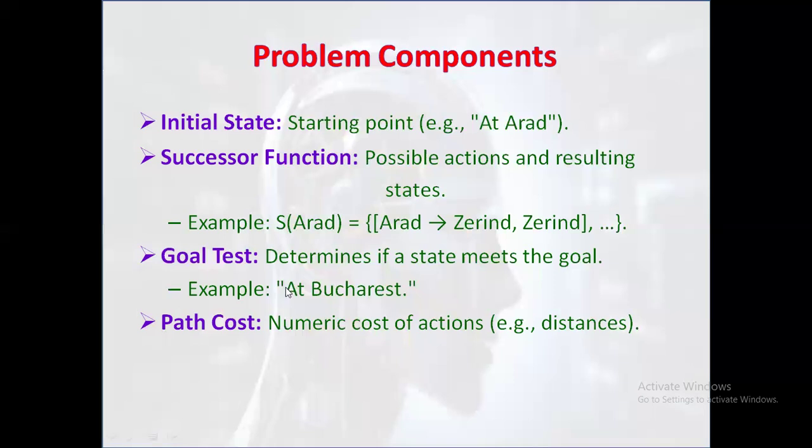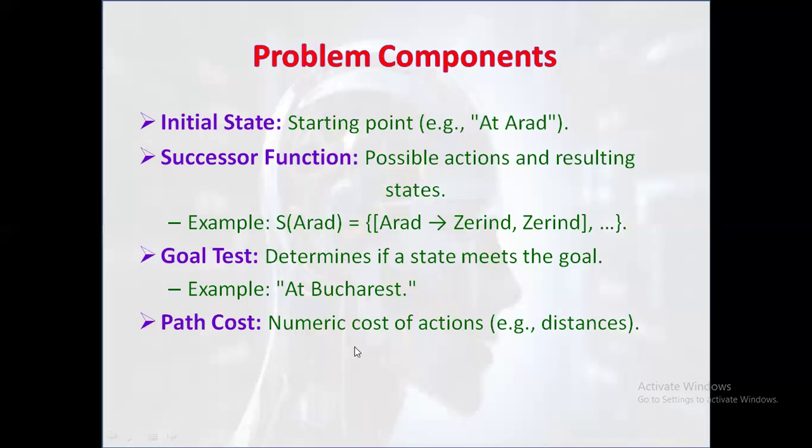Next, goal test. The goal test is a function that checks whether the agent has reached its goal state. In this case, the goal test would check if the agent has reached Bucharest. If the agent is in Bucharest, the goal test would return true, indicating that the agent has successfully completed the task.